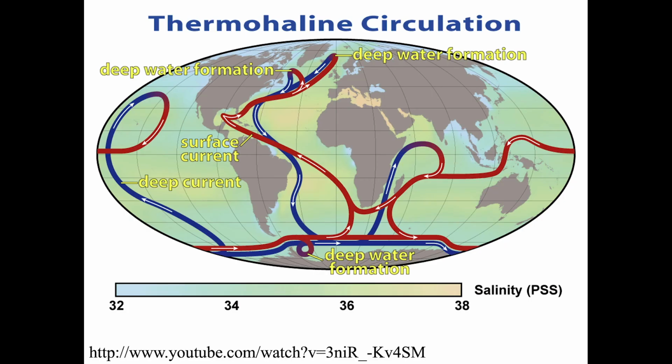A little more realistic depiction here shows deep water forming here in Antarctica, the AABW. Deep water forming up here in the North Atlantic, the NADW. Those are the primary sources of our deep water. And again, once it reaches the Antarctic region, it's free to move around the Antarctic for hundreds of years, potentially.